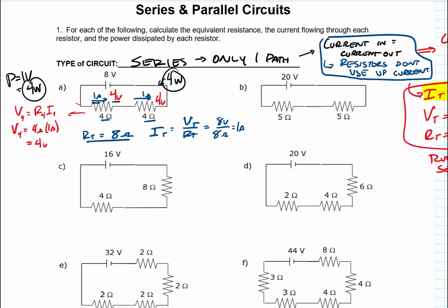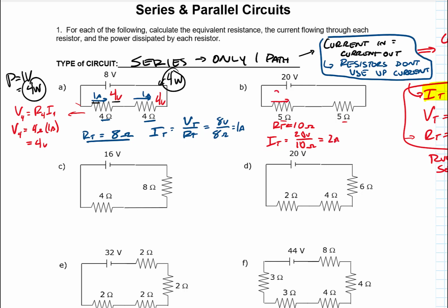So I'm going to erase, I'll leave it there. So for this one, the next one, the total resistance is 5 ohms plus 5 ohms. We can do that in our heads. That's 10 ohms because we're just adding them together to get the total resistance. And so the total current is the total voltage, 20 volts, over 10 ohms. Total current is 2 amps.